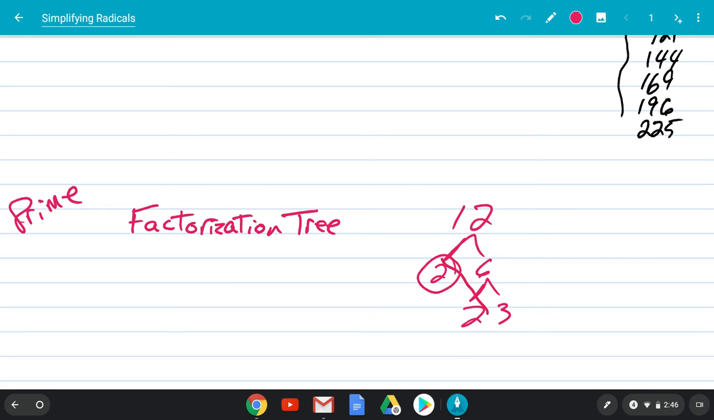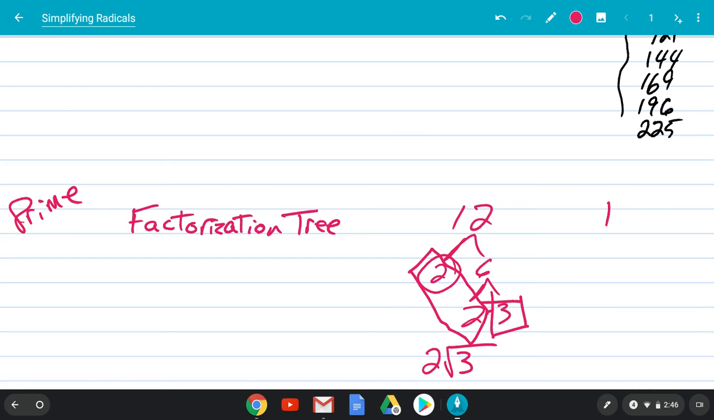Good. Now you see how there's 2 2's there? That's going to be important. Since there's 2 of them, we know that 2 times 2 is 4. So that's the same thing as the square root of 4, which is 2. I'll come back to that in a second. But this 3, there's only one of them. Since there's only one of them, we would leave that inside. So this could be written as 2 square root 3. Why is the 2 on the outside? Because there's 2 of them.